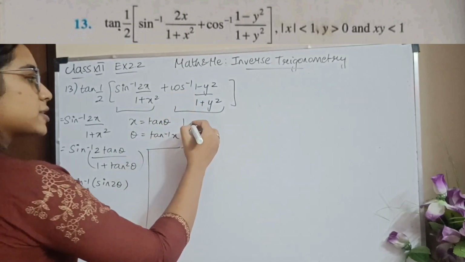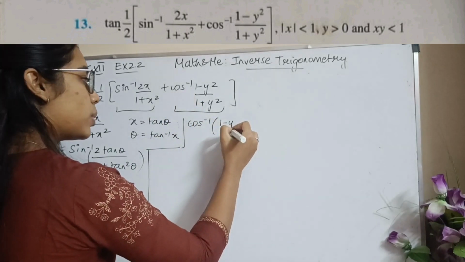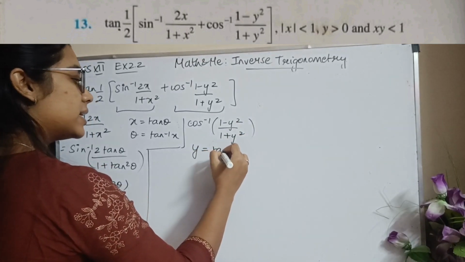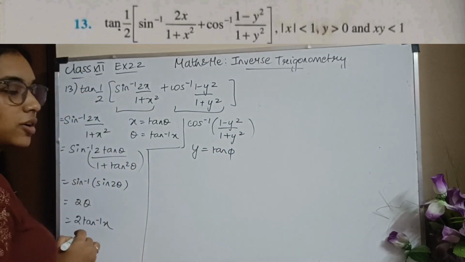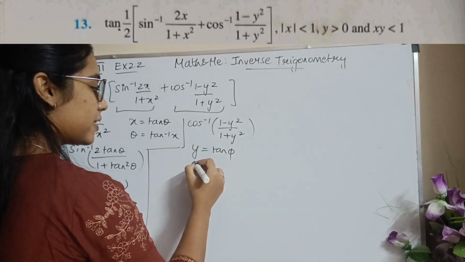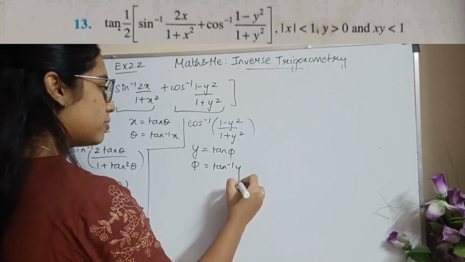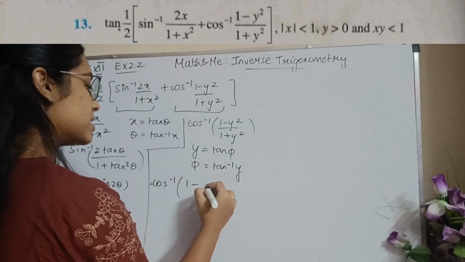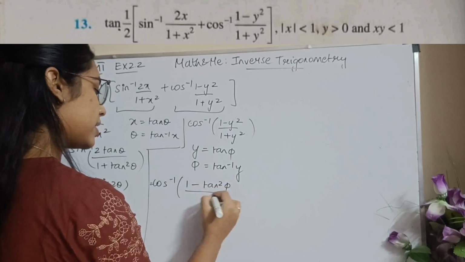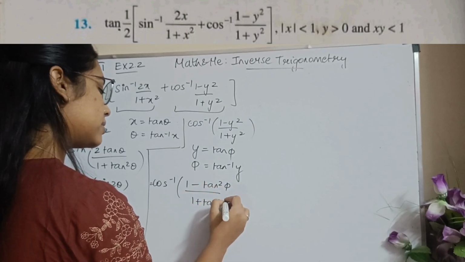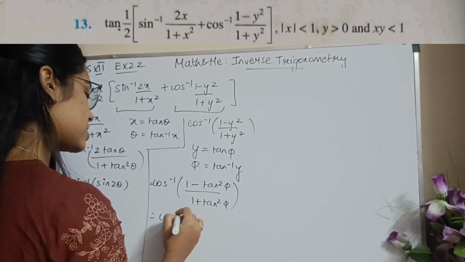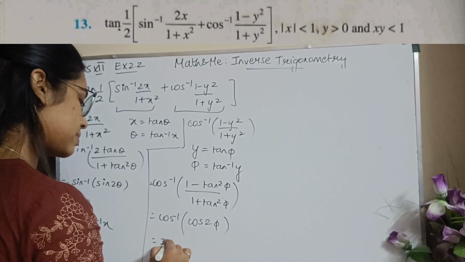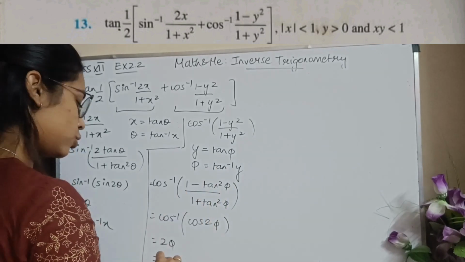Second part, you have this particular thing. So I have cos inverse of 1 minus y square divided by 1 plus y square. I am going to take y to be tan of something else, tan phi, since I have taken theta already here. So I have y equals tan phi, so phi will be tan inverse of y. So what do you have here? Cos inverse of 1 minus tan square phi divided by 1 plus tan square phi. This is one of the forms of cos 2 theta. Correct? So you have cos 2 phi, so this will simply be 2 phi. And what is your phi? 2 tan inverse of y.